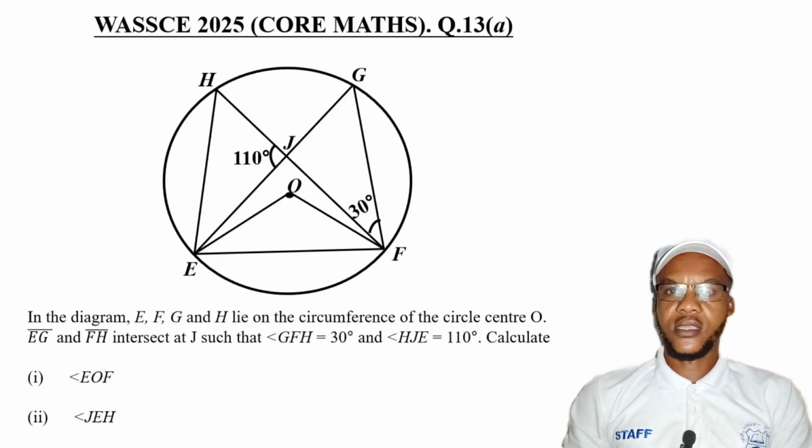So we are still on the concept of plane geometry 2, that is circle geometry. As I said in our previous lesson, when we are done with the various theorems, we shall be taking some questions and examples, and look at how best we can employ the properties we studied in our previous lessons. For today, our first example is the WASSCE 2025 core mathematics, question 13A, since it deals with circle geometry. That's what we are going to look at today.